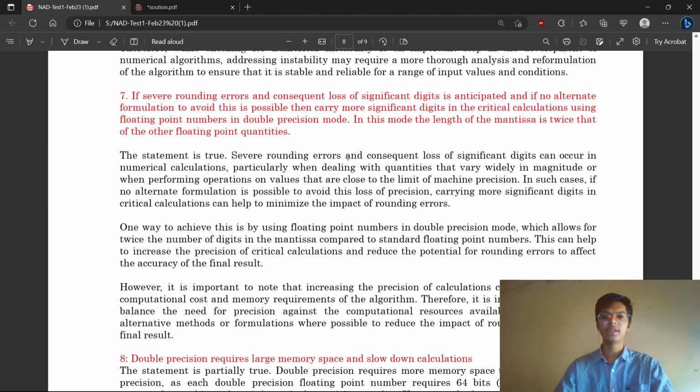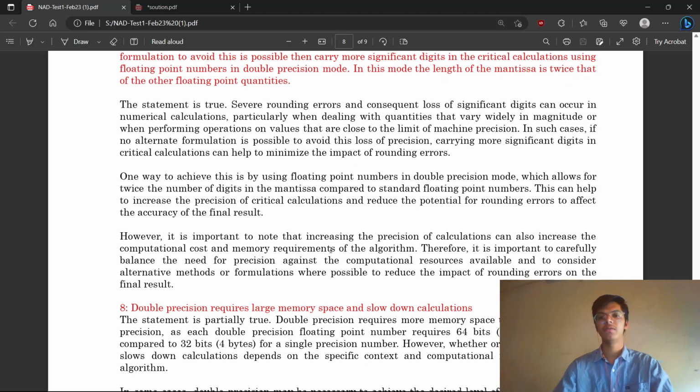Severe rounding errors and consequent loss of significant digits can occur in numerical calculation, particularly when dealing with quantities that are widely different in magnitude, or when performing operations on values that are close to the limit of the machine precision. In such a case, if no alternate formulation is possible to avoid this loss of precision, carrying more significant digits in critical calculations can help minimize the impact of rounding error.